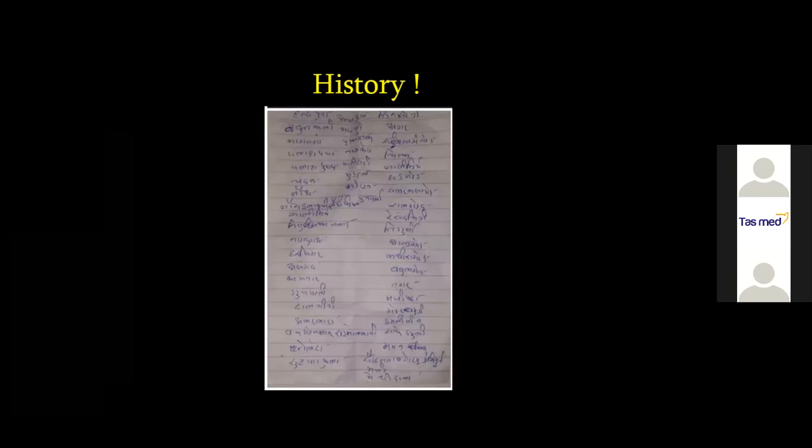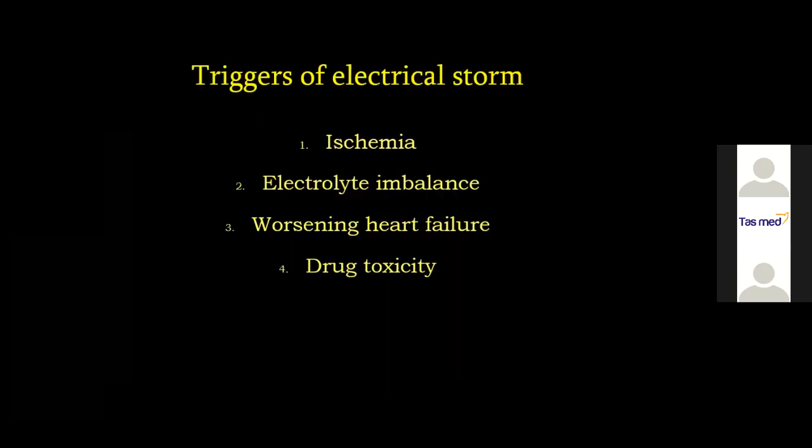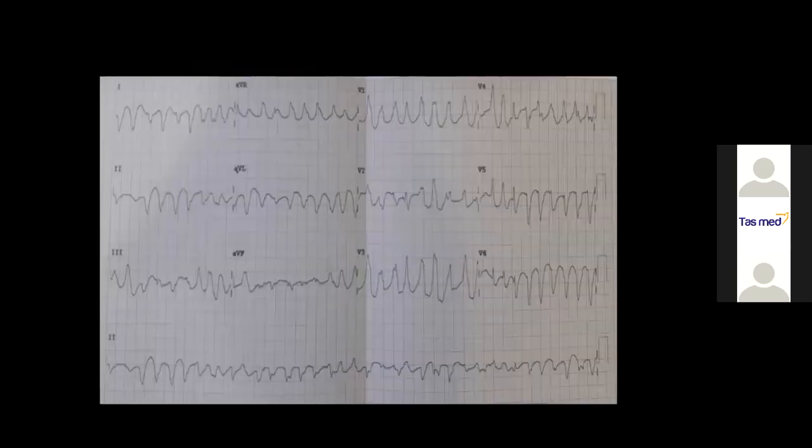Now you see, in such potions which are available, it is very difficult to find out which of them is responsible for the pain relief and which one of them led to this VT storm. So there are always triggers for a VT storm. We need to identify the exact trigger. The various triggers for electrical storms are ischemia, electrolyte imbalance, worsening heart failure, and drug toxicity.